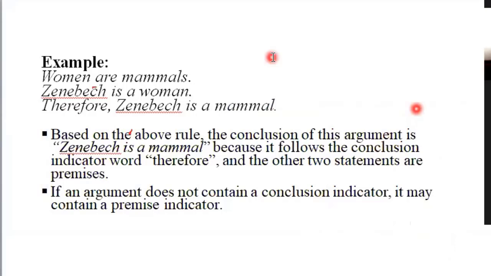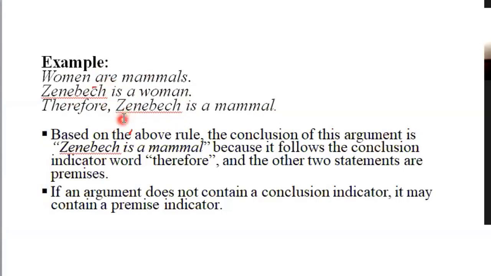Let's look at examples. As you can see from the screen, here is an example. Women are mammals. This is a premise, of course. It is the first premise, and never cheat a woman is also another premise. Therefore, never cheat a mammal. But the question here is how you can distinguish that this one is a conclusion and the others are premises.